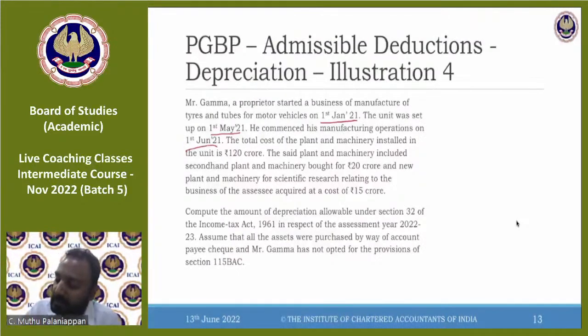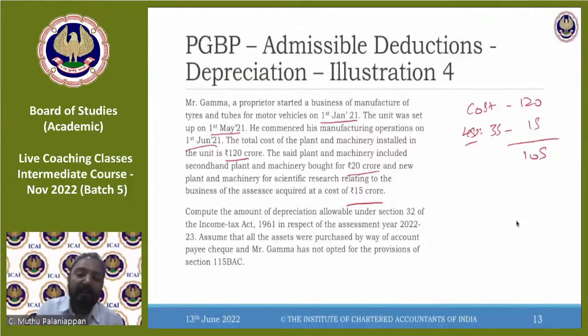The total cost of plant and machinery is 120 crore. The said plant and machinery includes second-hand plant and machinery worth 20 crores, and new plant and machinery for scientific research worth 15 crores. So if you look at this question, 120 crore is the total cost. You can't claim depreciation on what has been used for scientific research because you would have claimed 100%. So less 15 crore, the balance is 105. The 105 only is what you can provide depreciation on, and let's say he has been using it for this entire period. That is your general plant and machinery.